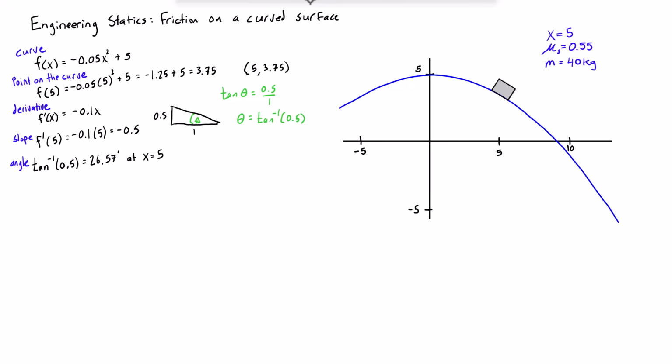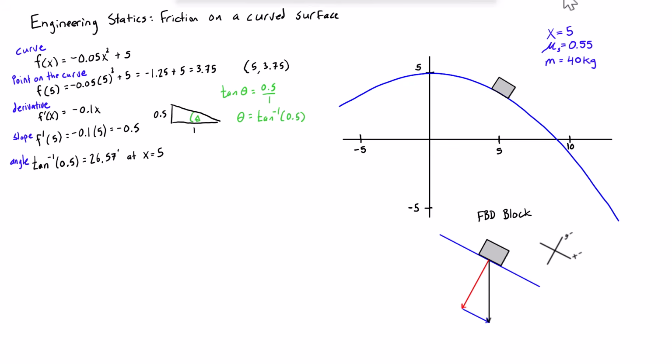So really what we have is just a block sitting on an inclined surface. It is a curved surface, but at this point, the angle of the slope is 26.57 degrees. So let's go and draw the free body diagram of this block sitting on that slope. And I draw the coordinate axes as x prime and y prime. They're just tilted also at 26.57 degrees.